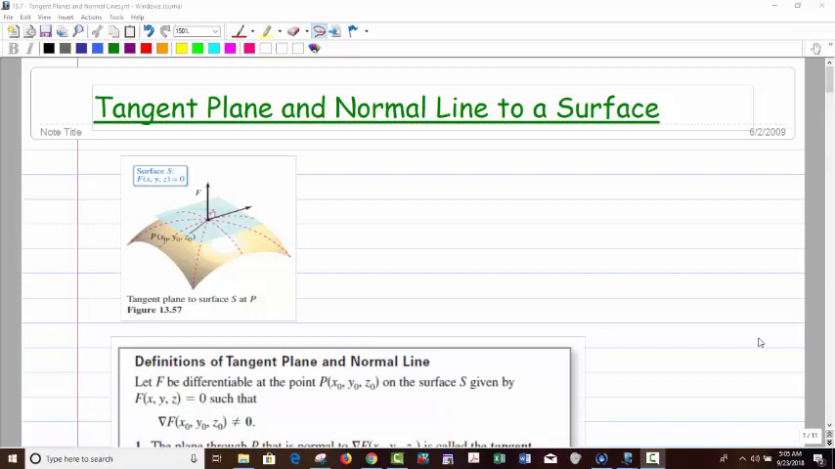This video is entitled Tangent Plane and Normal Line to a Surface.